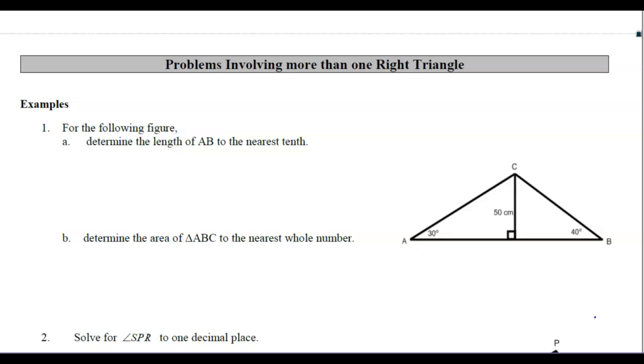Today, a lot of these will have two right triangles, and so in order to find the measurement that you're asked for, you might have to do two calculations. I've written the trig ratios on the side there. Okay, they're in your notes. They are on the formula sheet that I gave you. I gave you a copy.